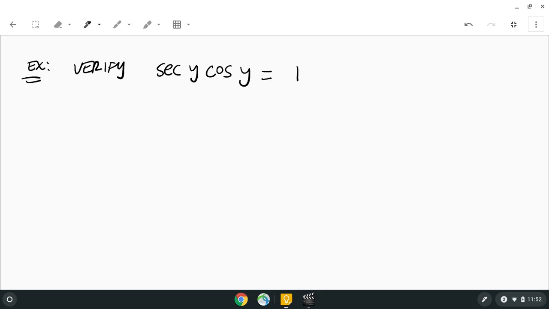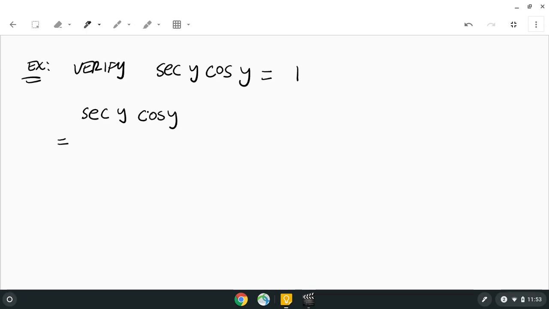So we're going to verify. What we need to do is show that when we take secant y cosine y and simplify it, we get 1. This is what they mean by start with the more complicated side. Between the two sides, secant y cosine y, and the other side, which is 1, of course, the left-hand side is a little more complicated. So we're going to start with that side and simplify it, because how are you going to simplify 1?